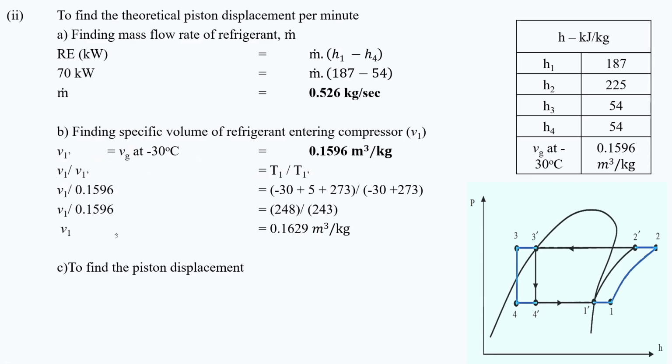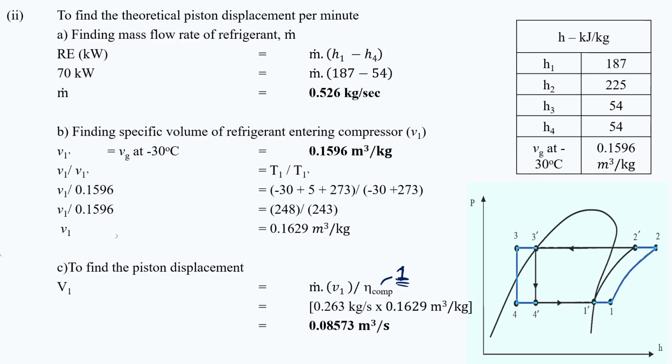Now, we need to find the piston displacement, which is given by the mass flow rate of the refrigerant into the specific volume at 1, which we now found, divided by the compressor efficiency. Since this is not given, we'll assume that to be 1. It becomes 0.263 into 0.1629, and we get the value to be 0.08573 meter cube per second, or by 60 it comes to around 5.14 meter cube per minute.